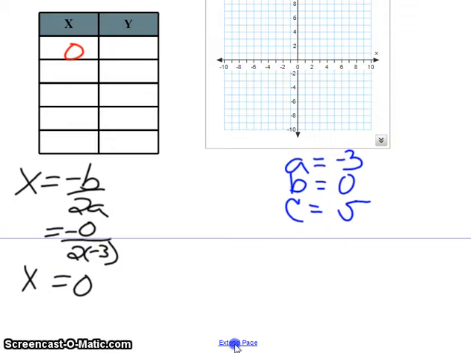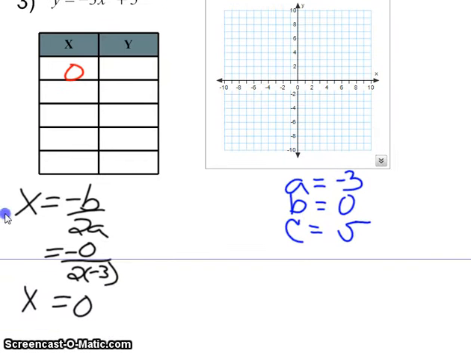All right, let's plug this equation into the graphing calculator. Go ahead, ask a question. If 0 was in the denominator, it would be undefined. If 0 is in the numerator, the answer is 0.